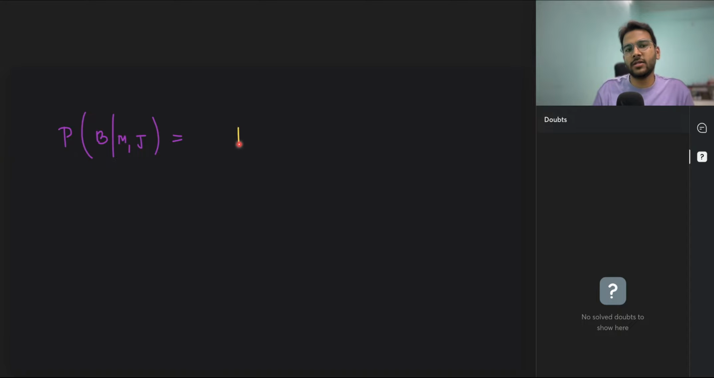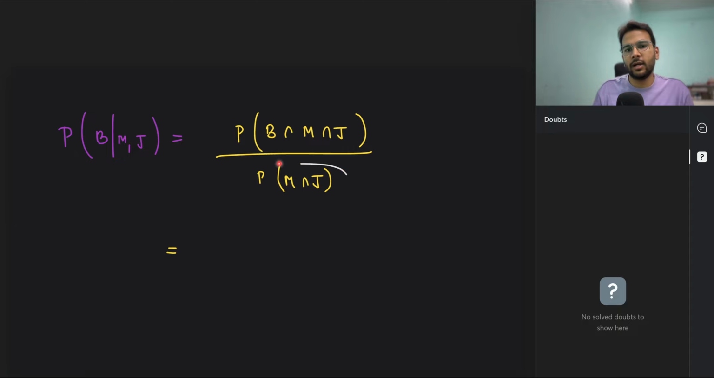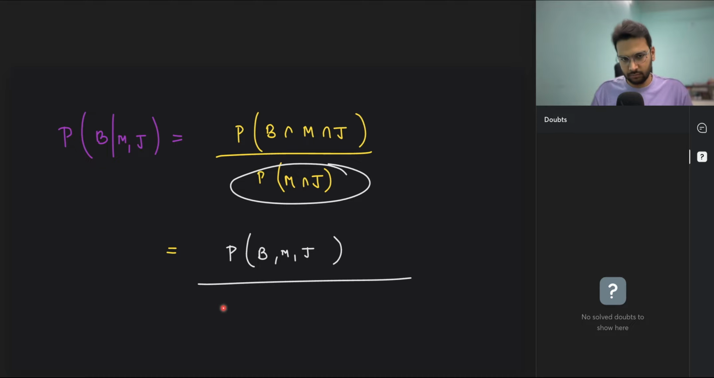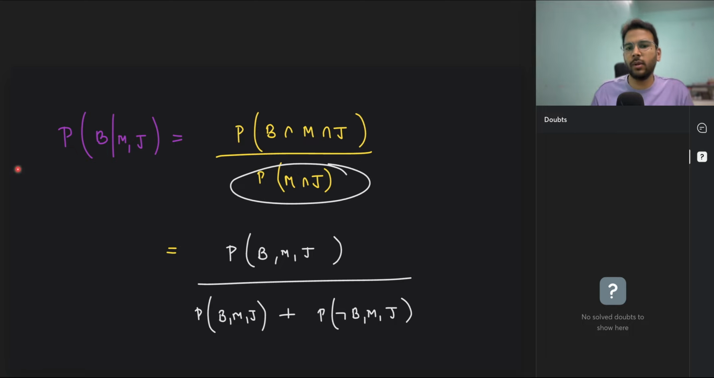Then in that case, you can write like this: P of B intersection M intersection J divided by P of M intersection J. Or you can also write like this, that this is what the total probability is. So we can write BMJ divided by probability of BMJ plus probability of not BMJ. Do you agree or not, everyone? This thing we can find out.